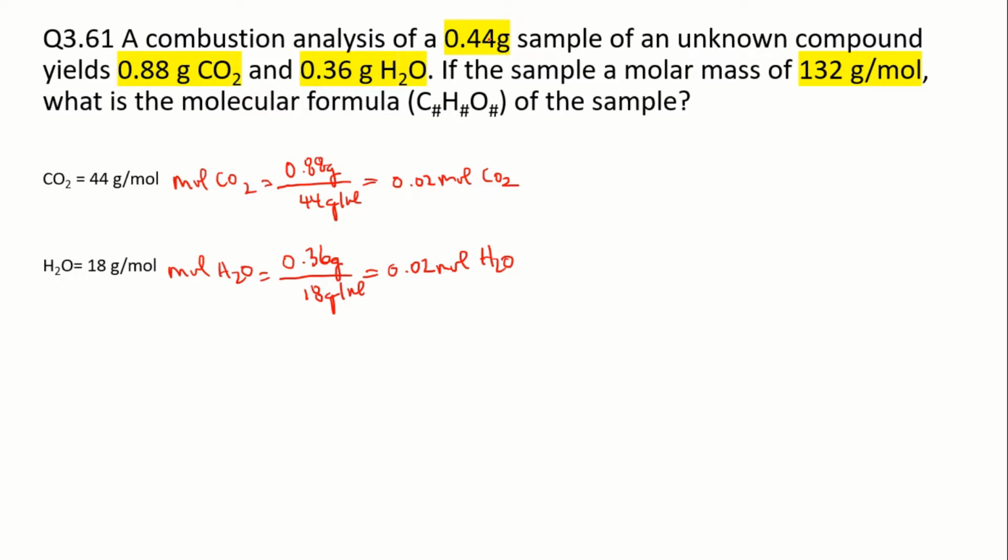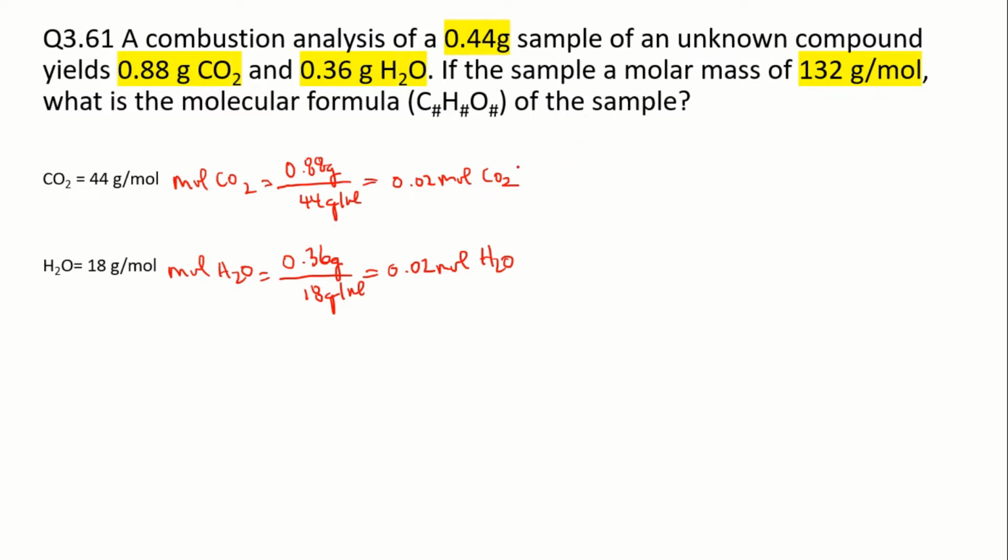And then this is even a little bit trickier in that once we find the mass of carbon and hydrogen, we also have to find the mass of oxygen in this sample, so we'll have to subtract those masses from the original 0.44 grams.